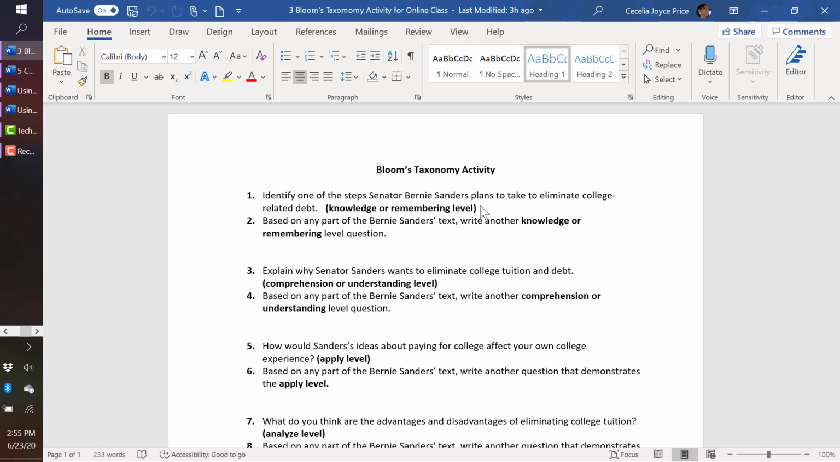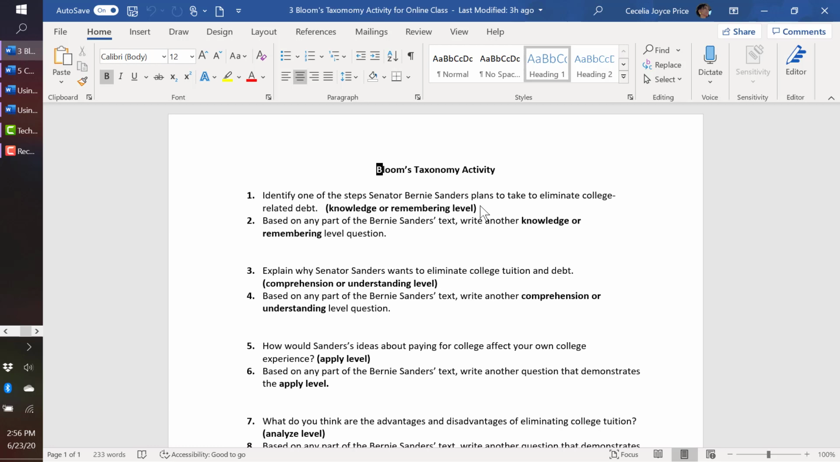Now, let me stop here and say this. For this little guided practice activity, we are not answering the questions that come from that passage. That's not the point of this. The point of this activity is to look at the level of thinking that is required to answer these questions, okay? So the first one, identify one of the steps that is part of the plan.